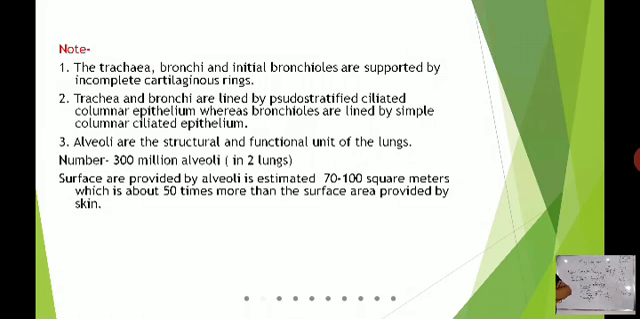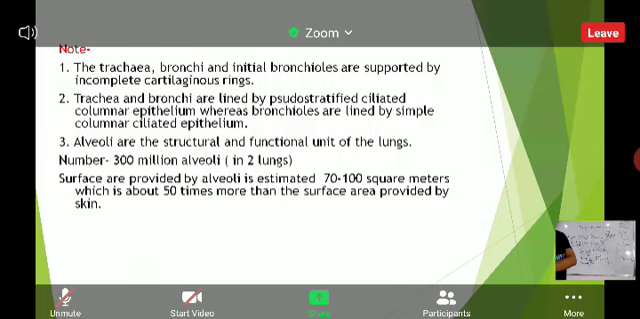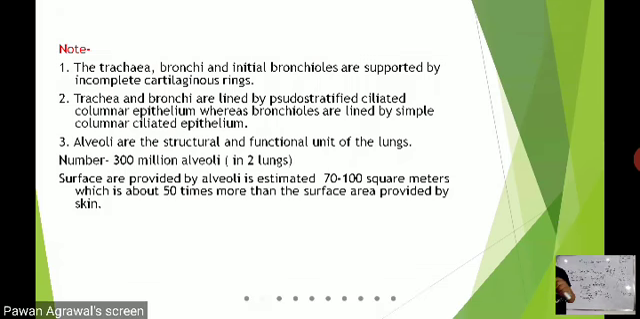I am saying it again because it is important. Trachea and bronchi are lined by pseudo-stratified ciliated columnar epithelium, whereas the bronchioles are lined by the simple columnar ciliated epithelium.